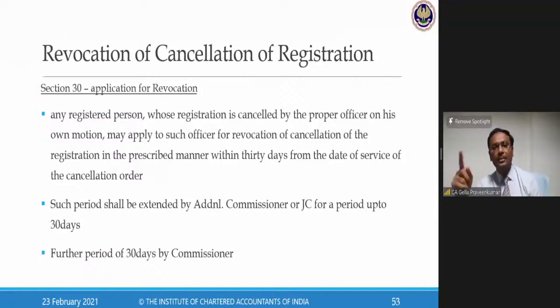If the proper officer has not done so within a period of 30 days, or I have not complied with the requirements of the cancellation order within 30 days of the date of order, there is a power given to the additional commissioner or joint commissioner for a further period of 30 days. I'll come with an example for explaining this with my Excel file. Let me share my Excel file.